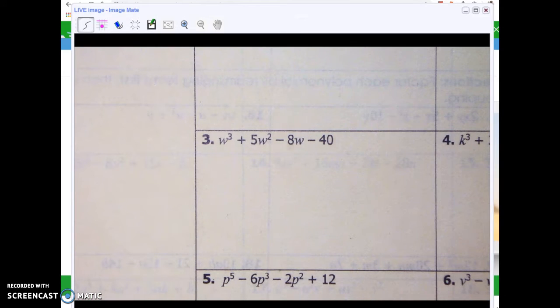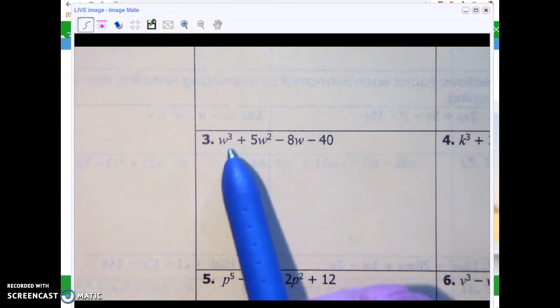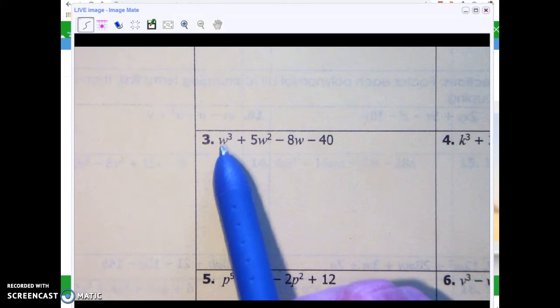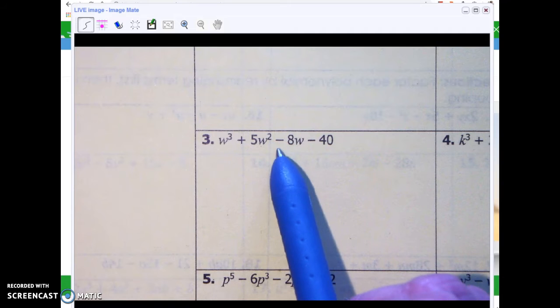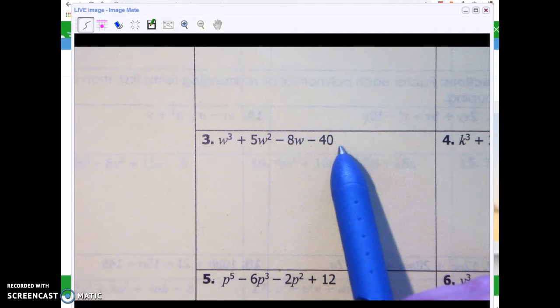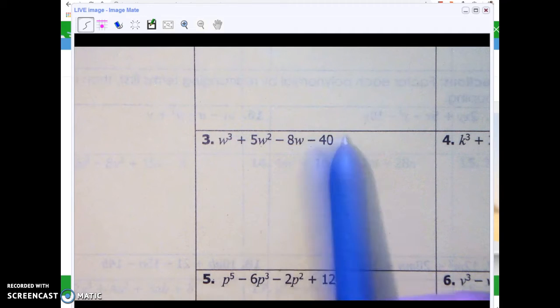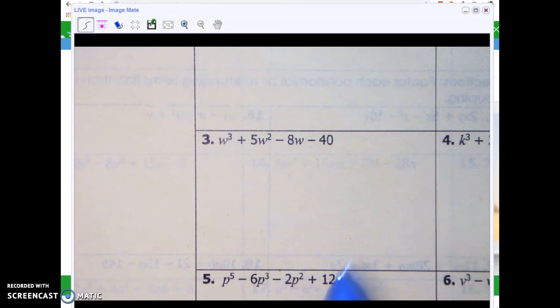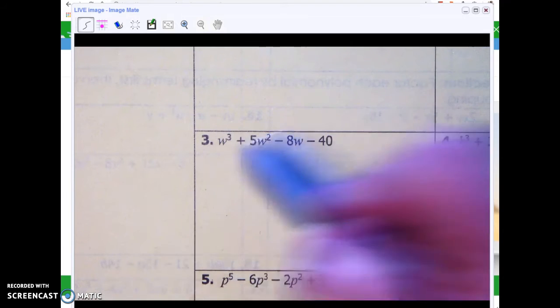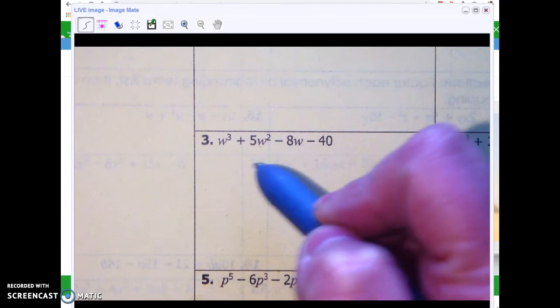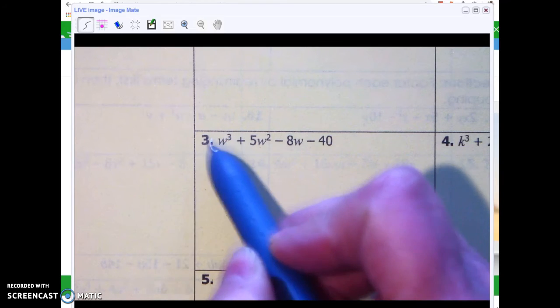Before we do that, we make sure it's in standard form. Looking at this one, w to the third plus 5w to the second minus 8w minus 40. Okay, 3, 2, 1, none. So we are in standard form. All right, so I'm going to group, and I'm going to rewrite it. You actually don't have to rewrite it. I'll let you just do the grouping like that.